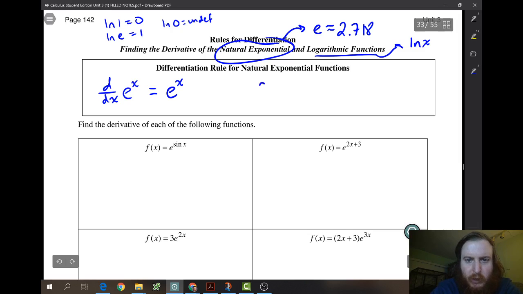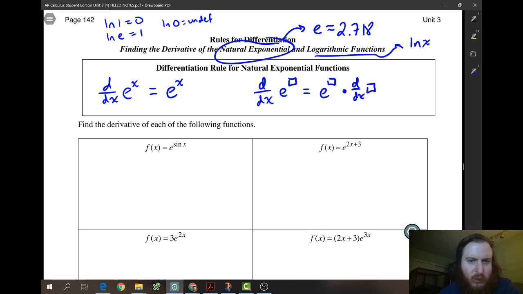Now, if we wanted to do chain rule, the derivative of e to anything else, so of e to a box, would be the same process. What was the derivative of e to the x? It was e to the x. So it's e to the box, but then times the derivative of that box. So those are two rules for differentiating e to the x.